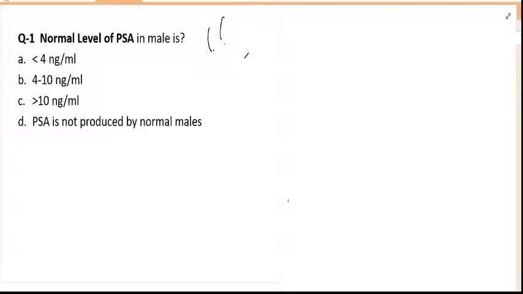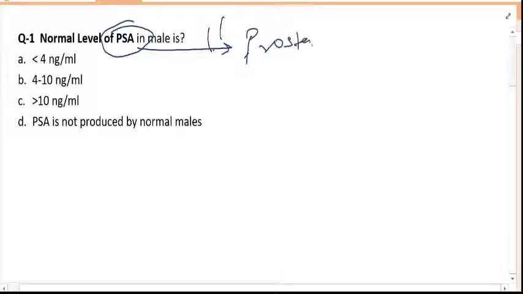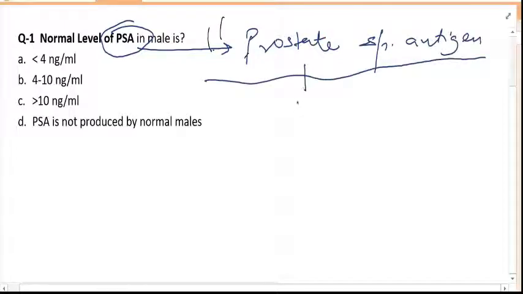I will discuss the questions of surgery in CBT. So we'll discuss the first question of surgery. The normal level of PSA in male. See, this PSA is prostate specific antigen. This prostate specific antigen is actually a glycoprotein. This is a glycoprotein which helps in liquefaction of semen.